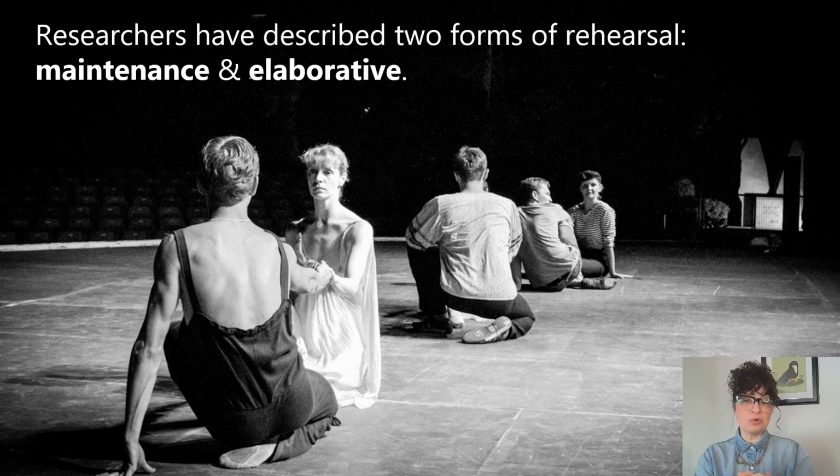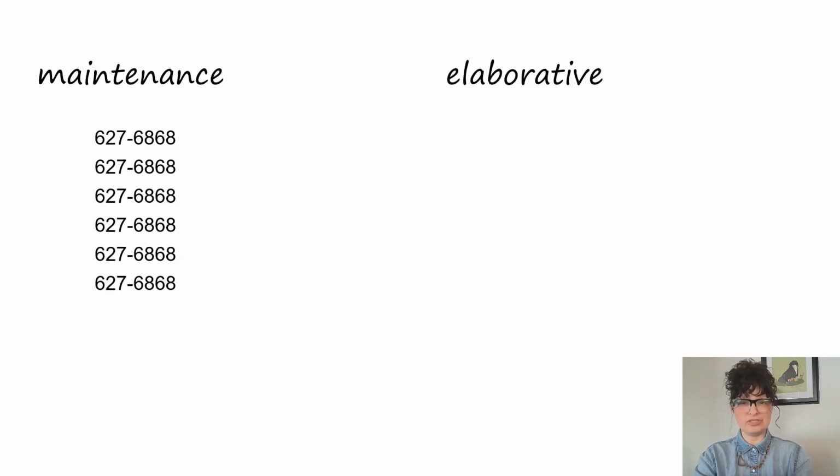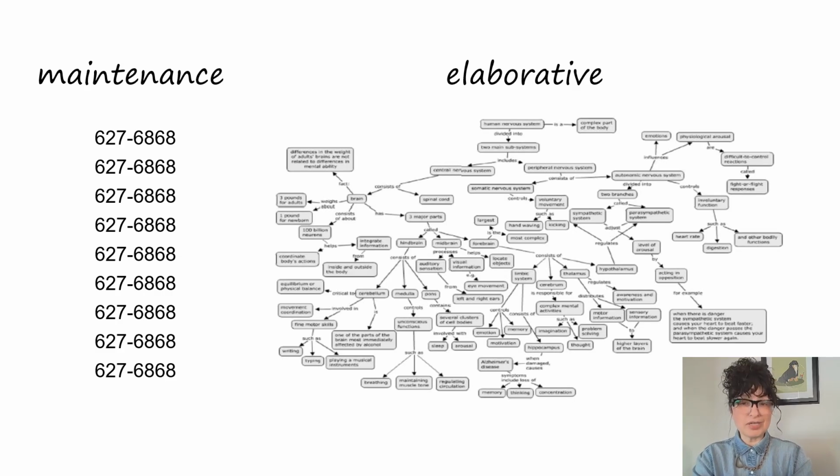Researchers have described 2 forms of rehearsal, maintenance and elaborative rehearsal, and these are very influential ways of thinking about how memory is processed, especially when we're talking about encoding. Maintenance rehearsal involves repetition without considering meaning or trying to make connections to other information. And it's useful for maintaining information in the short term, but it's unlikely to result in that information being transferred into long-term memory. Conversely, elaborative rehearsal involves creating connections between new material and information you already know and is much more effective for getting information into long-term memory.